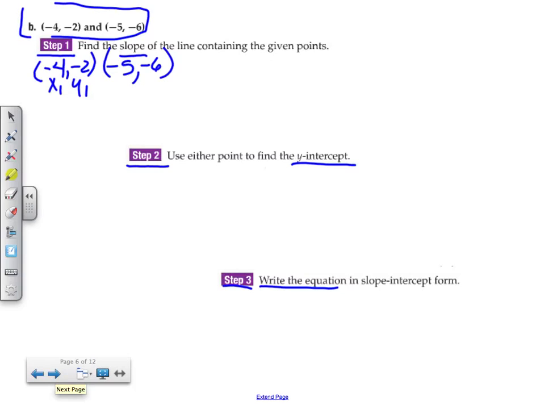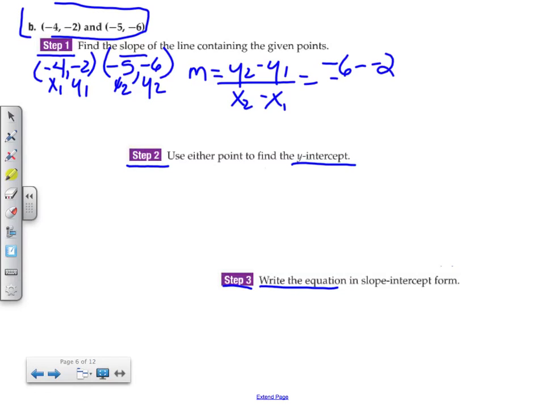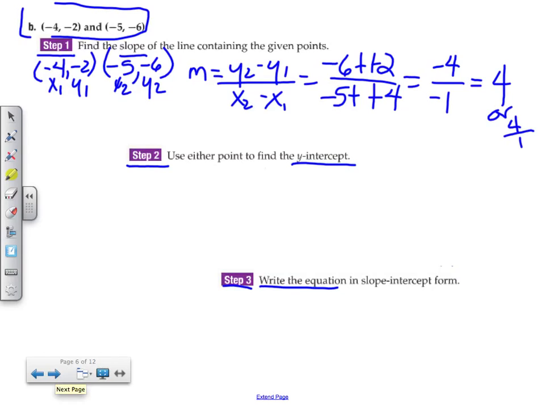I really recommend that you write the points on your paper first when you're doing these problems, and then go ahead and label them x2, y2. All right, to find the slope, we know y2 minus y1 over x2 minus x1. So y2 is -6 minus -2 over -5 minus -4. Our minuses change to plus. We get -4 over -1. A -4 divided by a -1 is going to make a +4. So our slope is 4, or if you want to think of it when you're graphing, as 4 over 1.